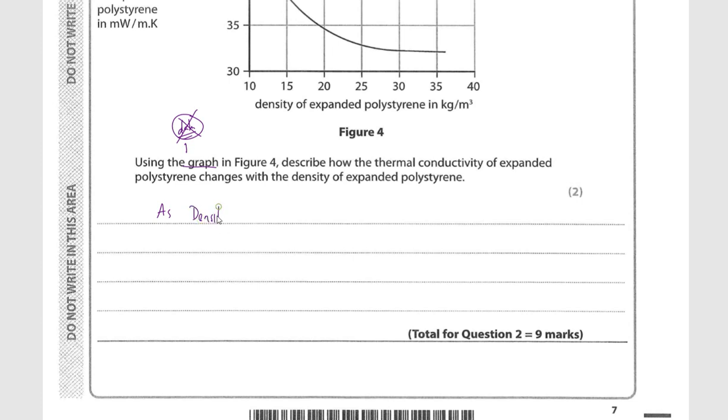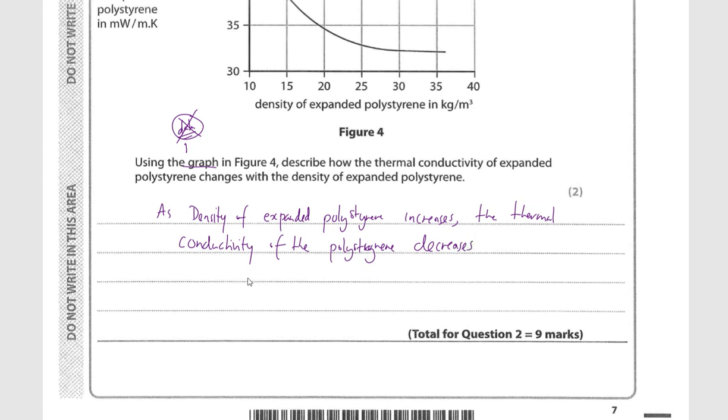as the density of expanded polystyrene increases, the thermal conductivity of it decreases. So this is inversely proportional in this particular case.